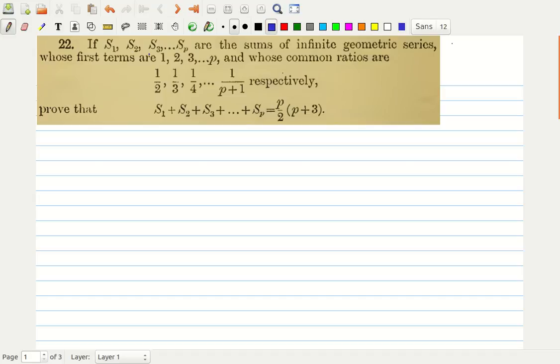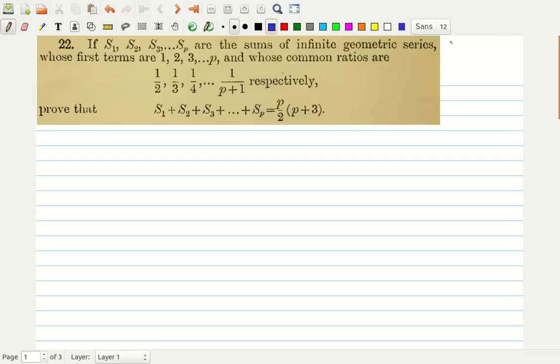S1, S2, S3, Sp are sums of infinite geometric series whose first terms are 1, 2, 3 and so on, and whose common ratios are 1 by 2, 1 by 3, 1 by 4, and for the pth term it is 1 by p plus 1 respectively. Prove that S1 plus S2 plus S3 plus Sp is equal to p by 2 times p plus 3. Now this looks like a very lengthy problem, but surprisingly it is a very easy problem to solve.